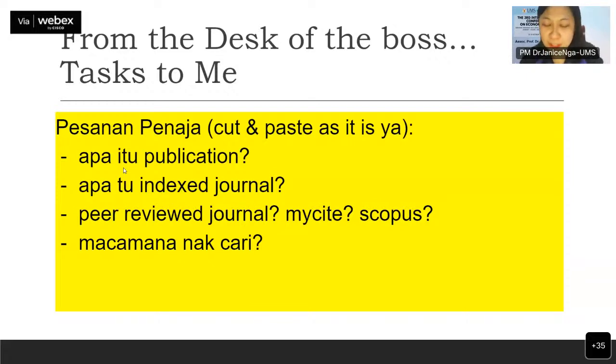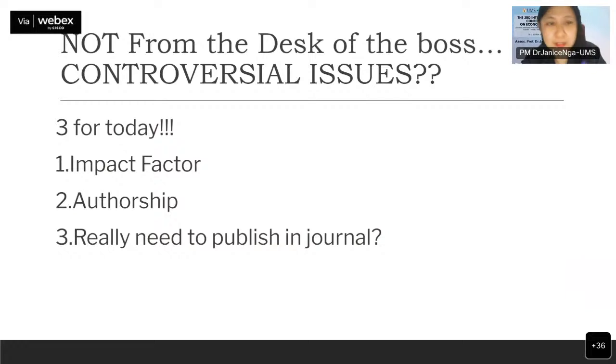But I do think in Sabah, I do think there are some issues related to this that I think you as postgraduate students may want to know and learn, and maybe some of your postgraduate lecturers or supervisors are here. I'm not sure. Okay, so not from the desk of the boss. So in Sabah we say kaliao. So I would like to touch on and face a few controversial issues.